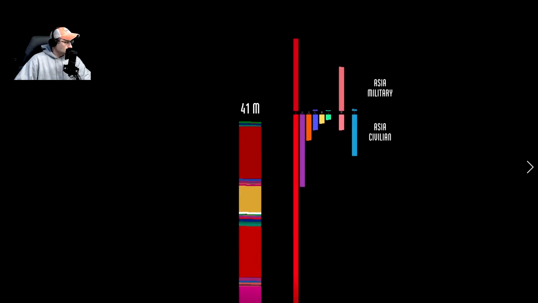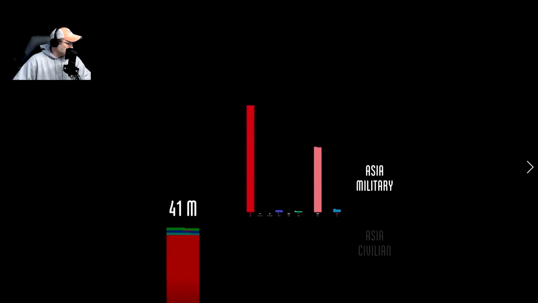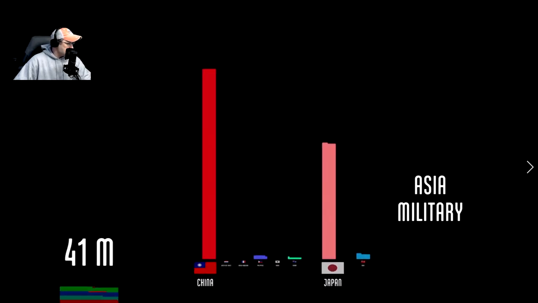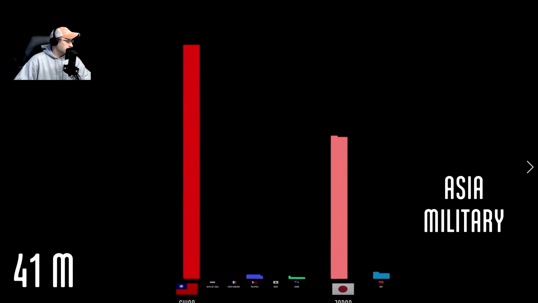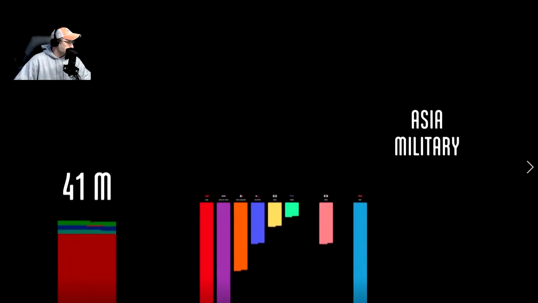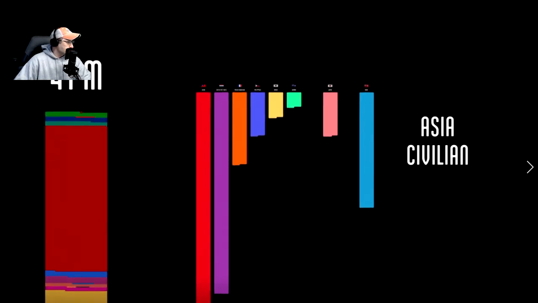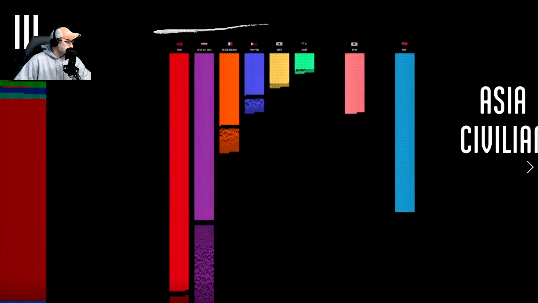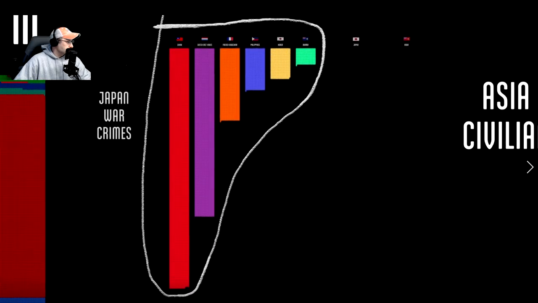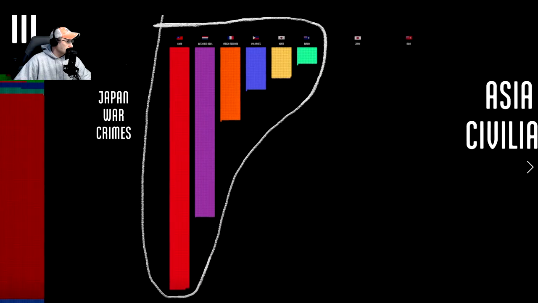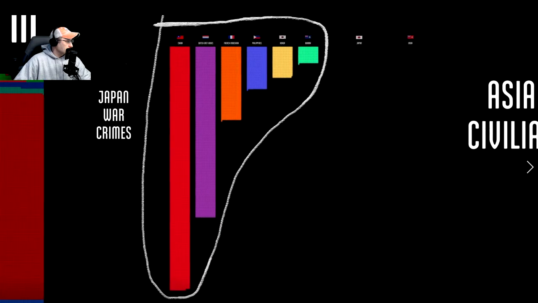Then we have the Asian theater. Here we see the vast majority of military deaths in Asia came from China and Japan. On the civilian side, about 6 million deaths from China, Indonesia, Korea, Indochina, and the Philippines can be attributed to Japanese war crimes, which are sometimes compared to the Nazi atrocities due to the sheer scale of the cruelty.